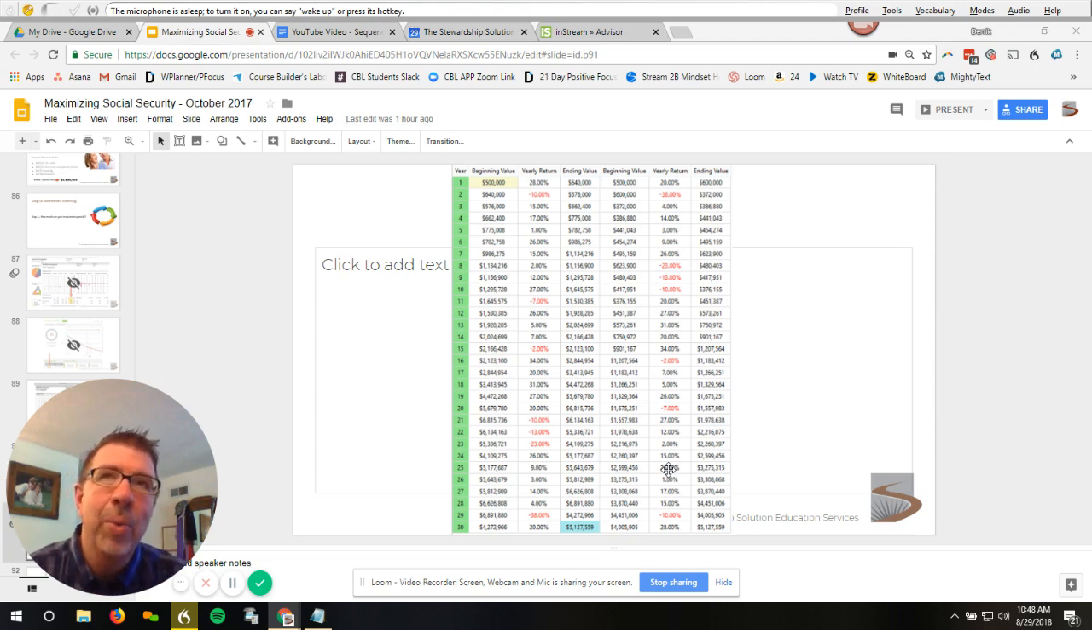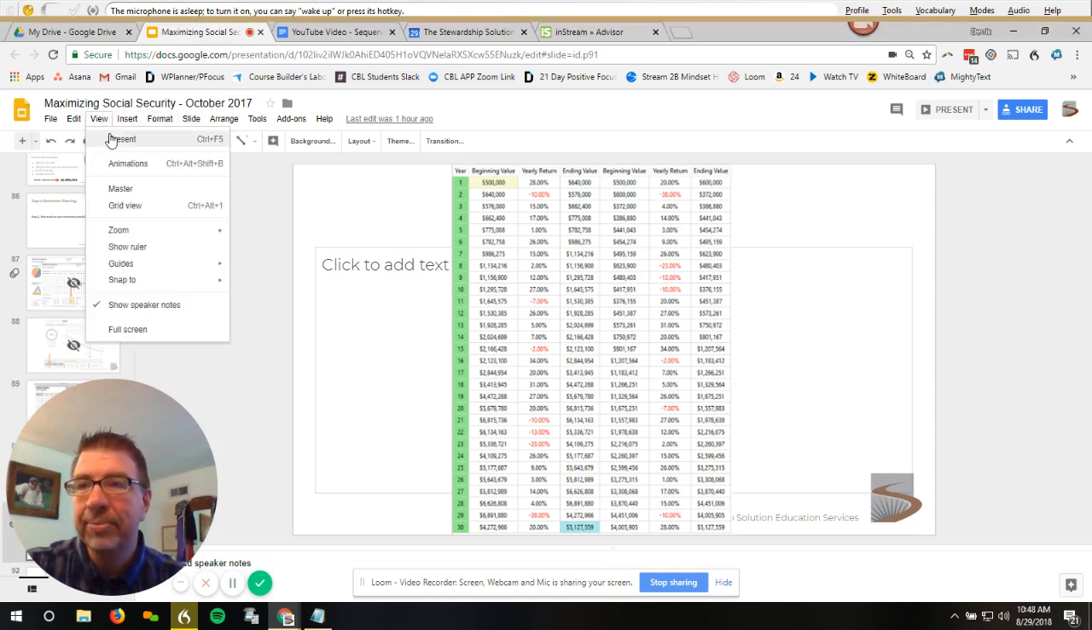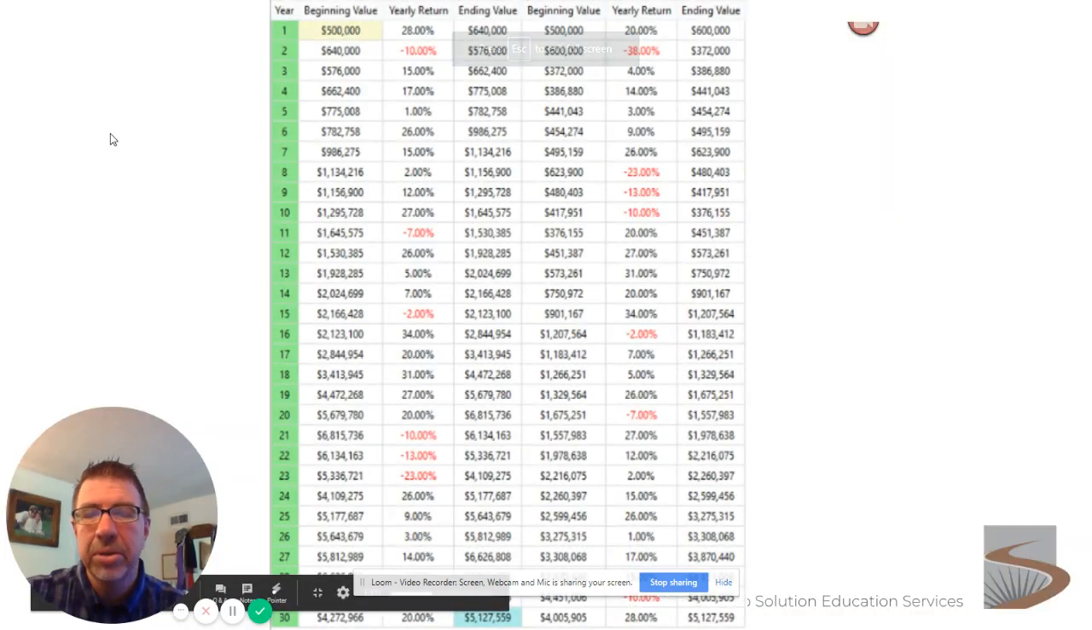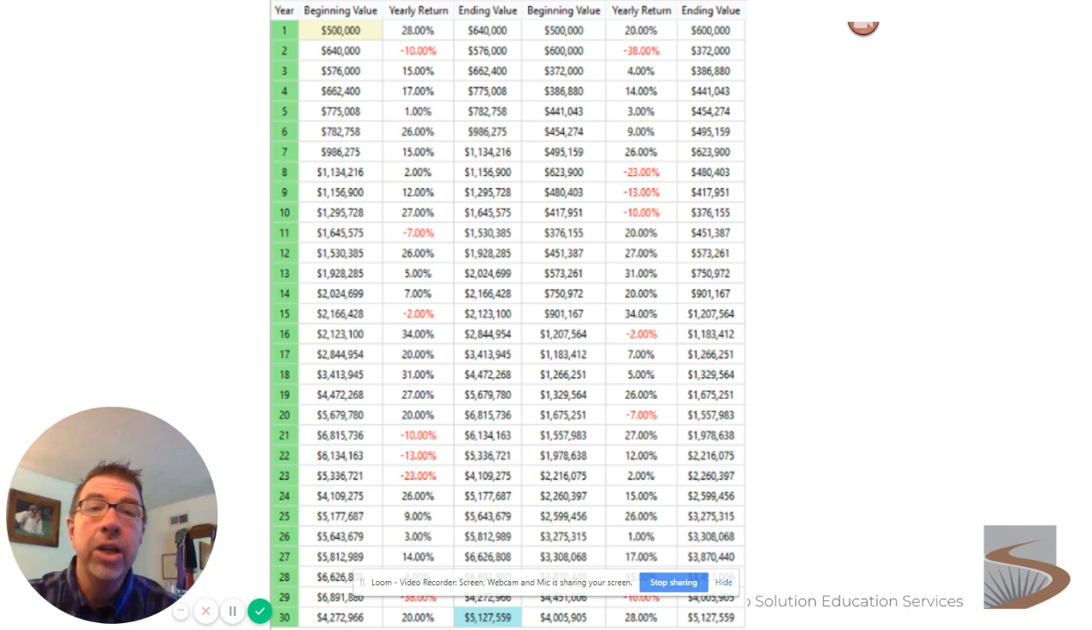But when you retire, it's a different picture. It's a different set of rules. The sequence of return risk comes in at that particular point in time. So we want to take a look at an illustration that shows the sequence of return risk. Let's project two scenarios.